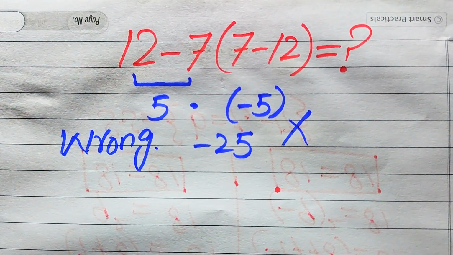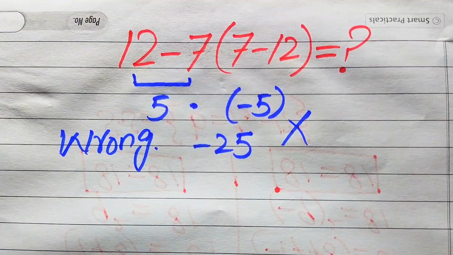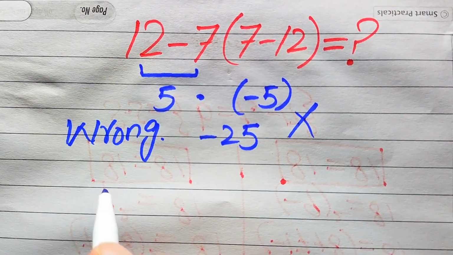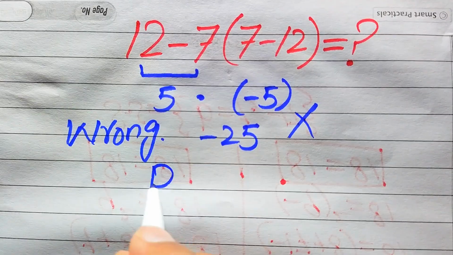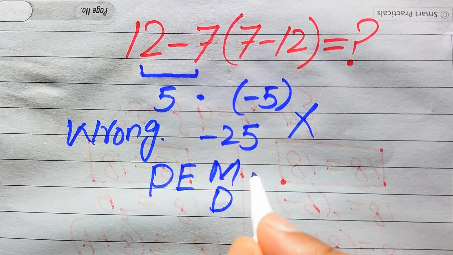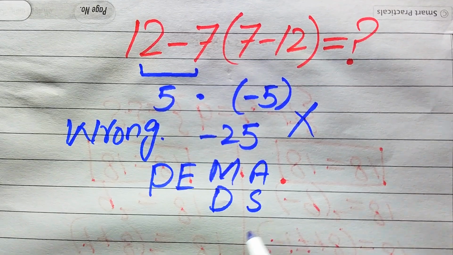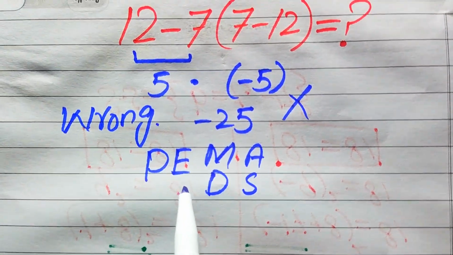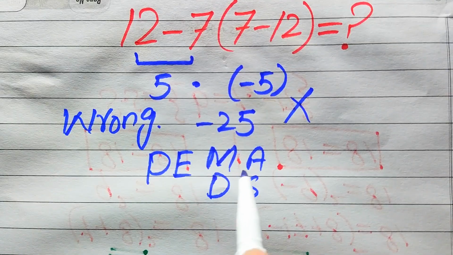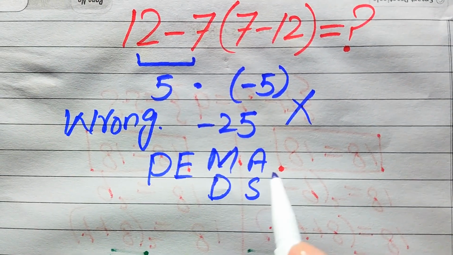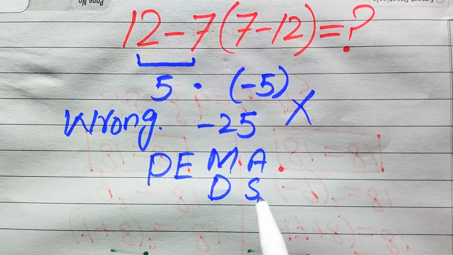So here I can give you a nice correct method in which we can solve this type of question. In this type of question we use the PEMDAS rule. You know this rule very well. P stands for parentheses, E stands for exponents, M stands for multiplication, D stands for division, A stands for addition, and S stands for subtraction.